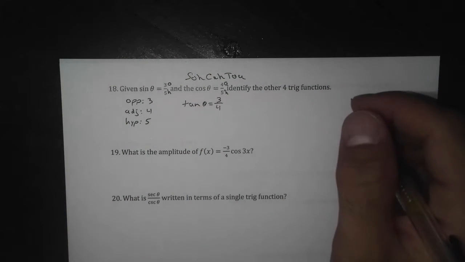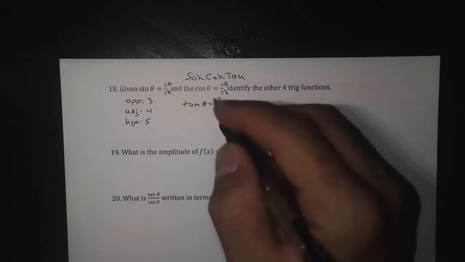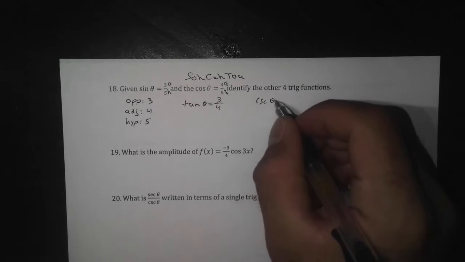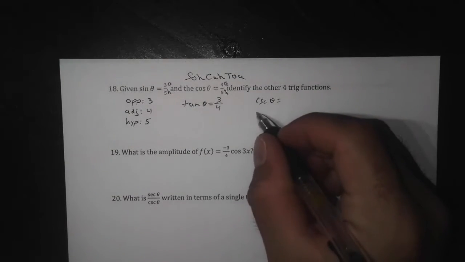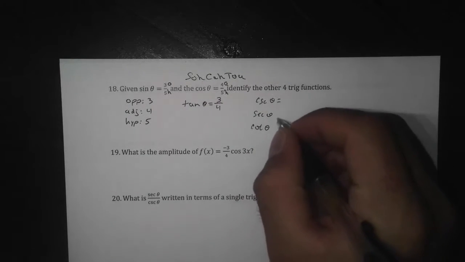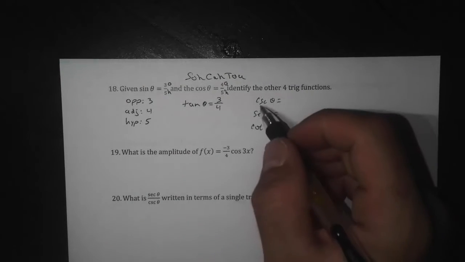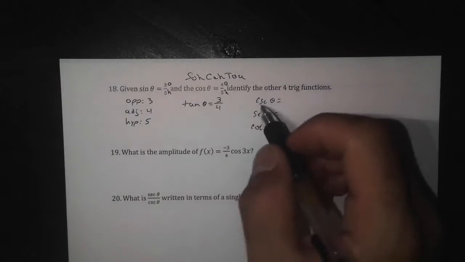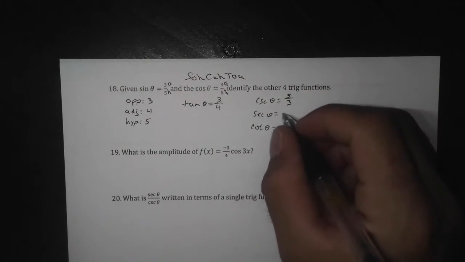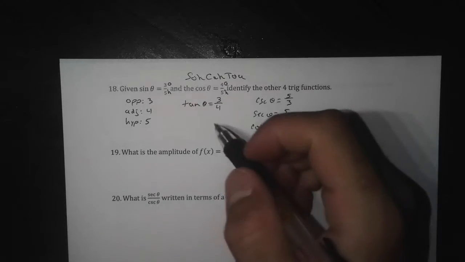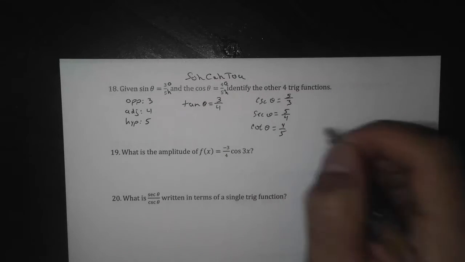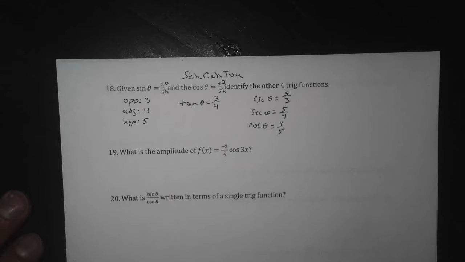Now the other 3 trig functions are just the inverse of these, meaning reciprocal. So the inverse of sine is cosecant. The inverse of cosine is secant. And the inverse of tangent, easy, is cotangent. So if we flip the sine, we get the cosecant. So 5 over 3. If we flip cosine, we get secant. 5 over 4. If we flip tangent, we get cotangent. 4 over 3. Right, pretty simple.